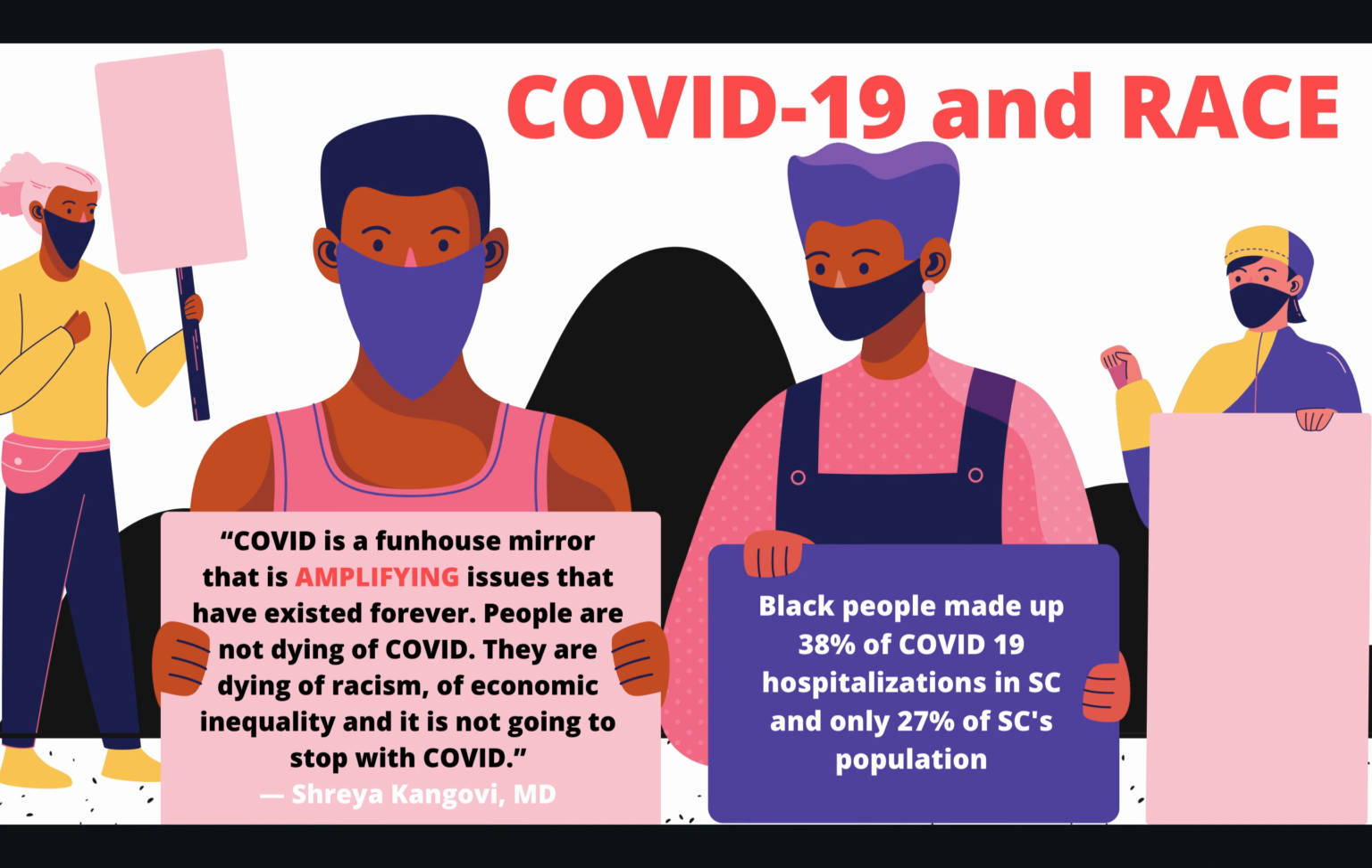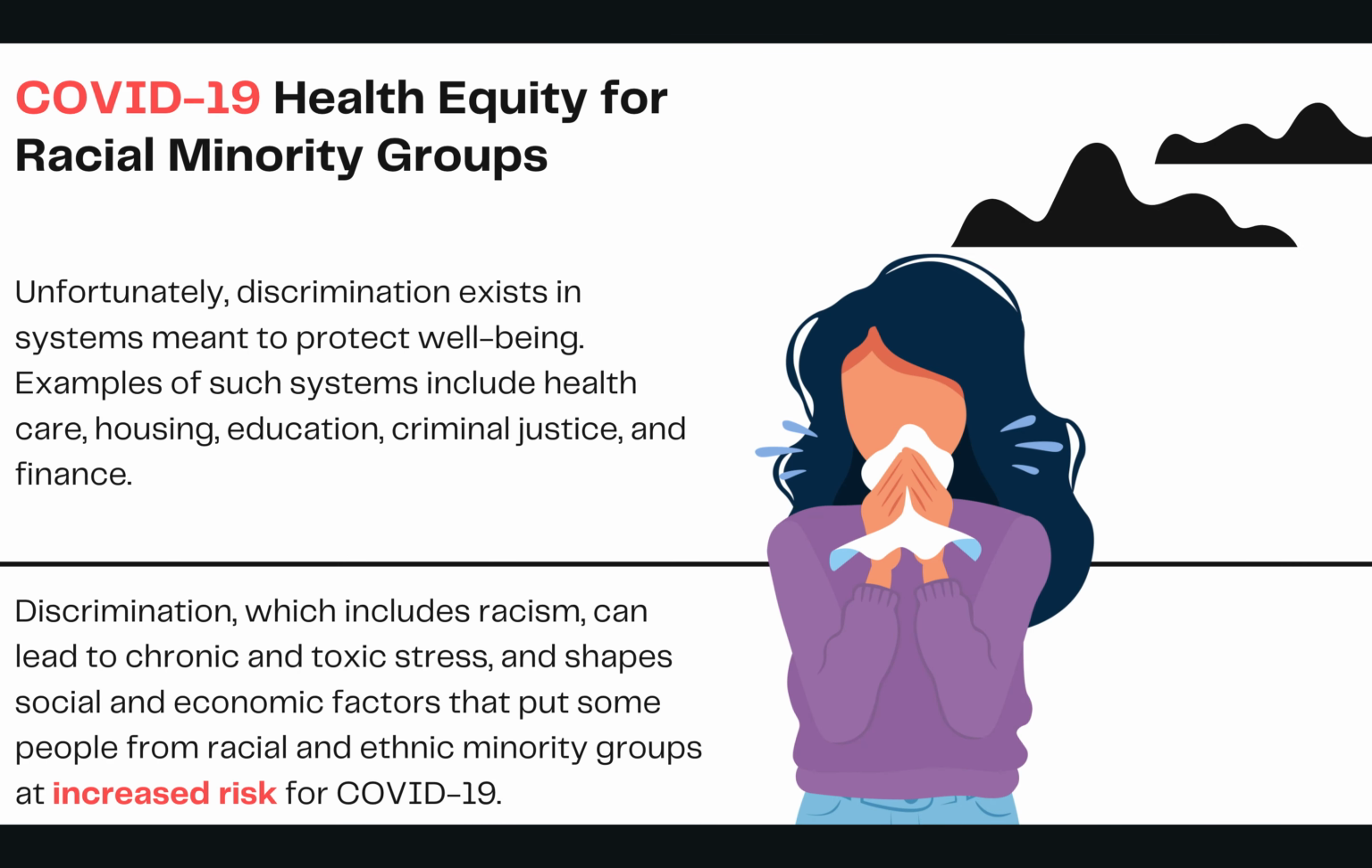COVID-19 and race. COVID-19 has put many issues in the medical field under the microscope, and they are more present now than ever. Black people made up 30% of COVID-19 hospitalizations in South Carolina, while they only make up 20% of South Carolina's actual population. Discrimination still exists in many systems meant to protect well-being, and its existence limits the quality of care certain groups may receive.